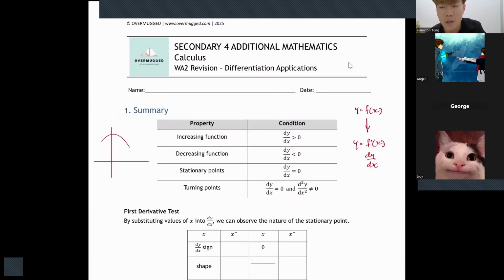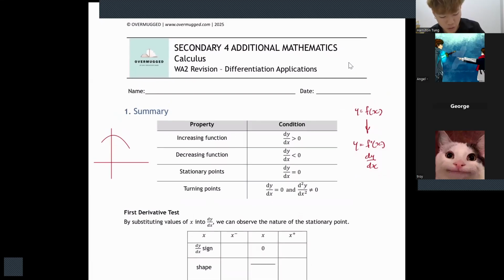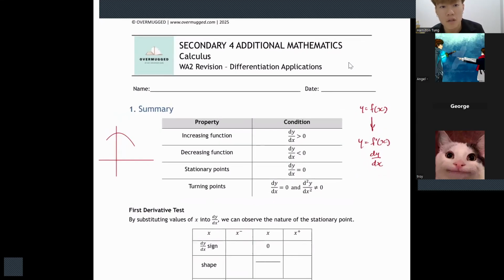Once we have the gradient function, we just sub the x value corresponding to the point that we want to know the gradient, then we can get the gradient at that point. So the gradient function is very useful, and this comes from differentiation techniques, which is why we want to find the gradient function of y = f(x) in the first place.